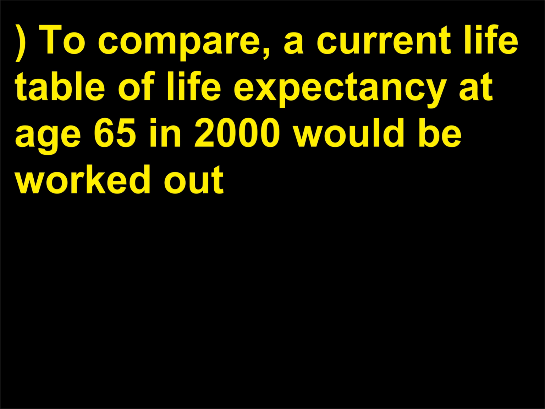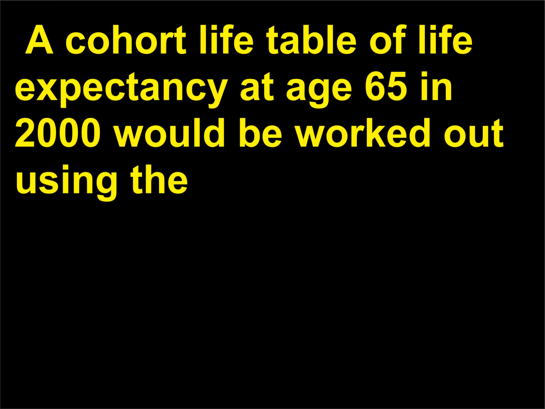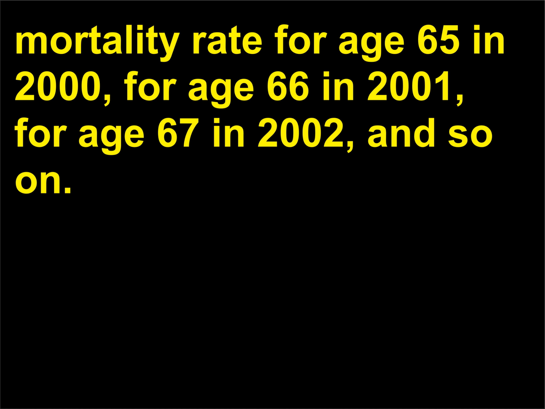To compare, a current life table of life expectancy at age 65 in 2000 would be worked out using the mortality rate for age 65 in 2000, for age 66 in 2000, for age 67 in 2000, and so on. A cohort life table of life expectancy at age 65 in 2000 would be worked out using the mortality rate for age 65 in 2000, for age 66 in 2001, for age 67 in 2002, and so on.